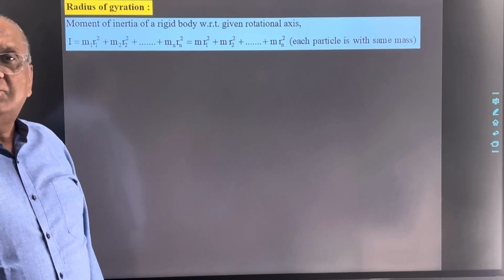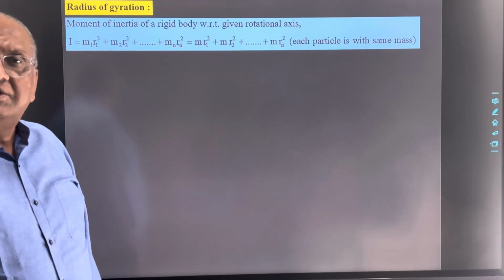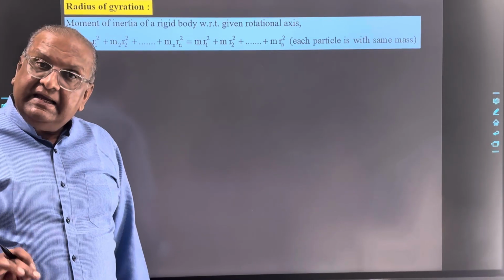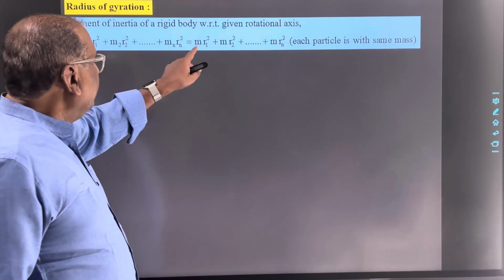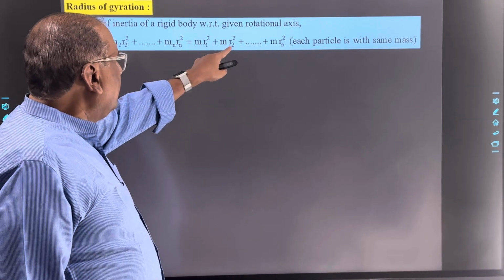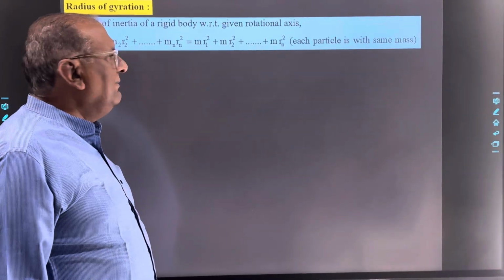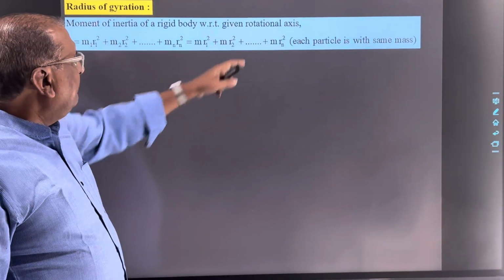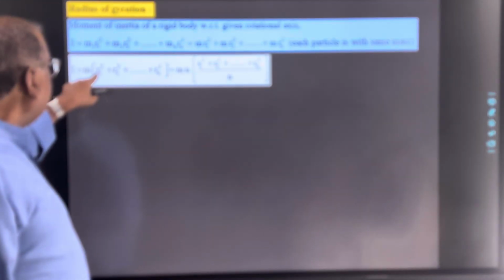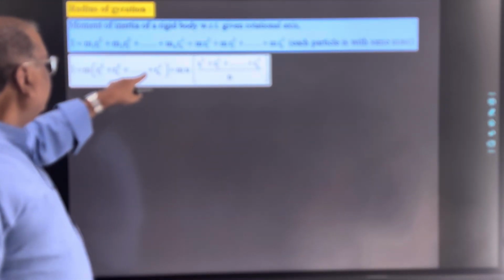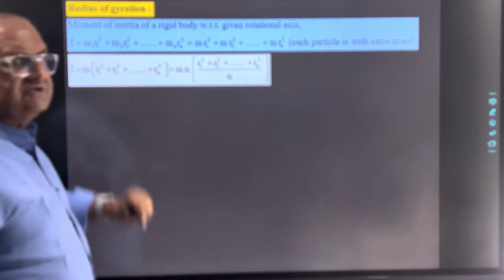Now suppose the mass of each and every constituent particle is the same, meaning m1 equal to m2 equal to m3 up to equal to mn, and say this mass is m. Then we can write m r1 square plus m r2 square plus up to m rn square. Here we can take m common, so m into (r1 square plus r2 square up to plus rn square).